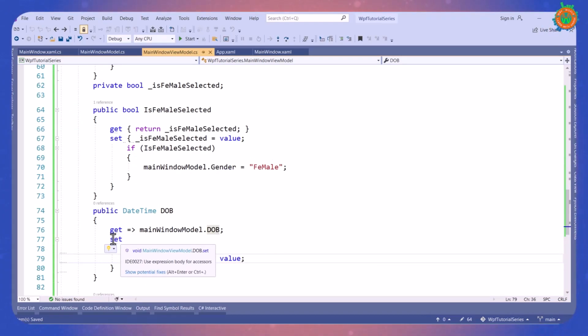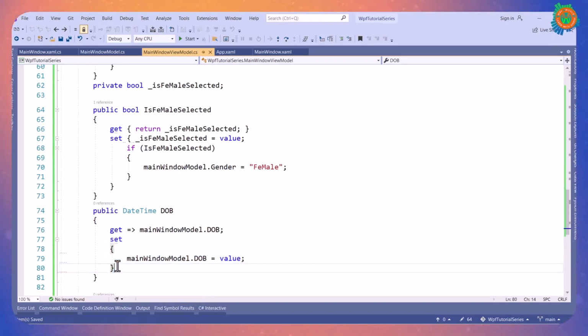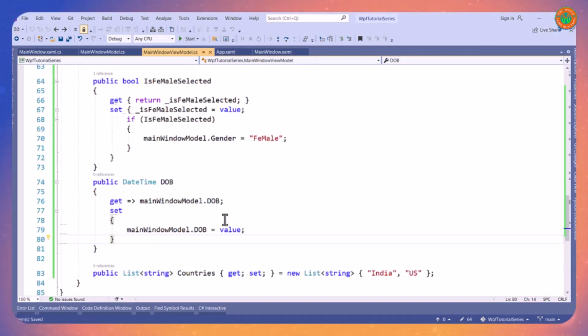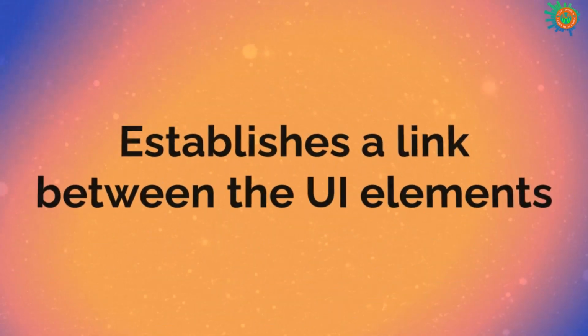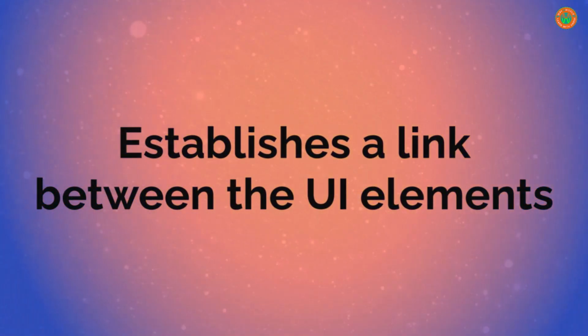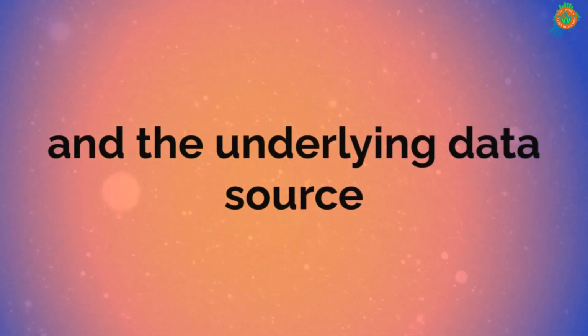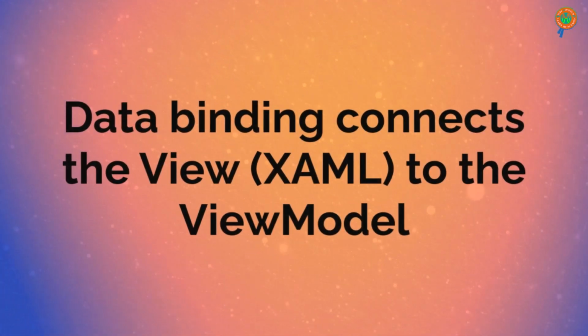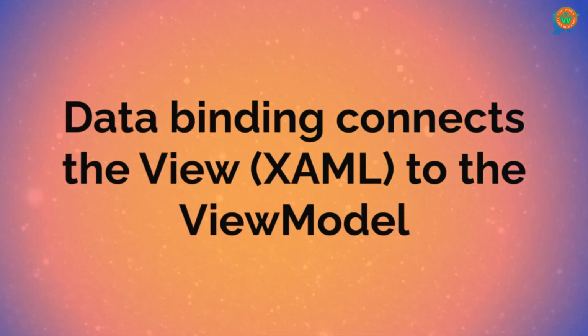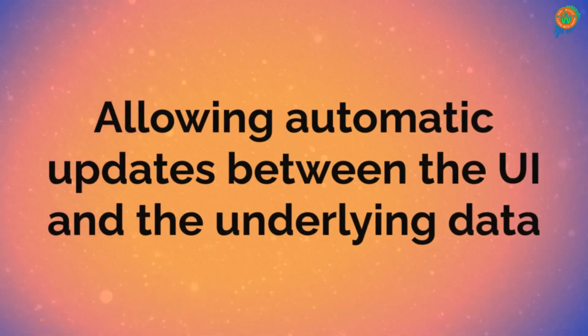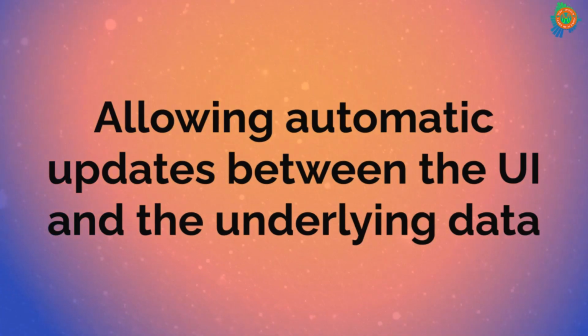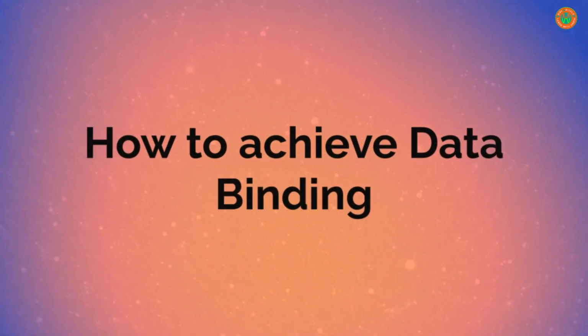Why I made this setter, we will see later when we implement INotifyPropertyChanged. Now it's time to bind the data. So what is data binding? Data binding is a powerful WPF feature that establishes a link between the UI elements and the underlying data source. In MVVM, data binding connects the view to the view model, allowing automatic updates between the UI and the underlying data.